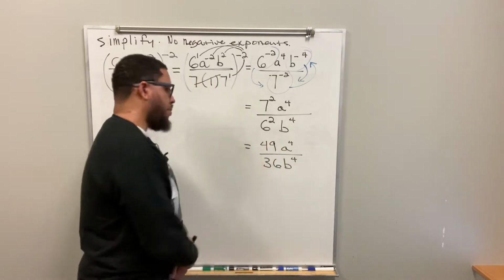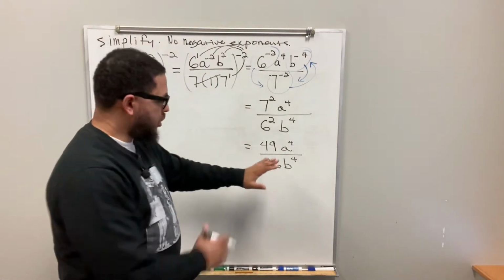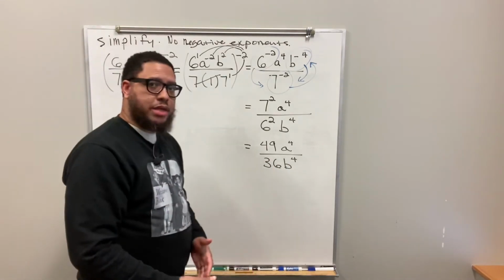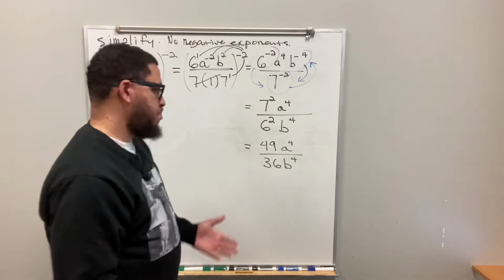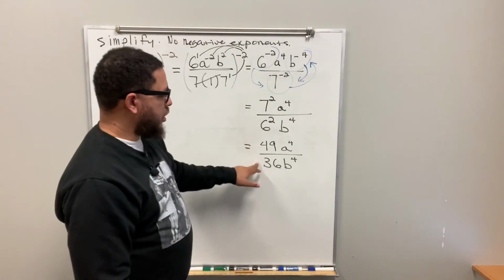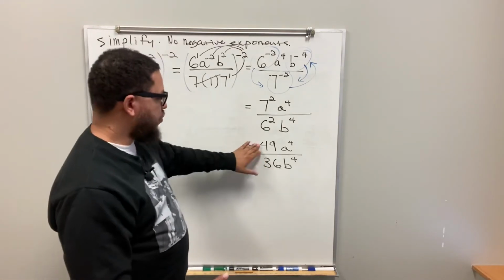And then I take a step back, I look at it, and you size it up on your paper. You say, okay, what can I do now? Have I done everything I can do, or can I do something else? It doesn't look like there's anything else you can do. We can't reduce 49 over 36 because they don't have a greatest common factor other than 1. So we leave 49 and 36.